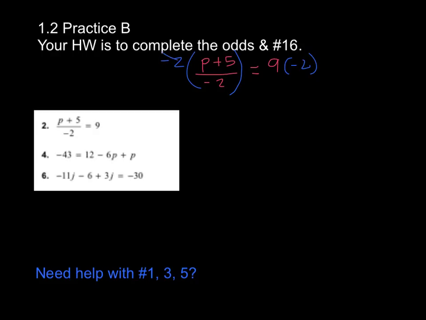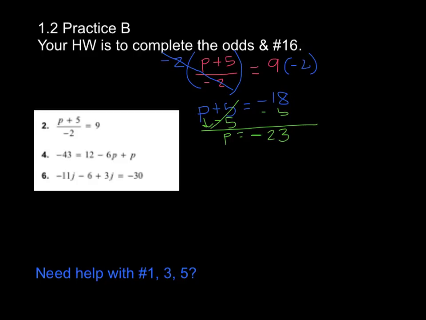So negative 2 over negative 2 divides out to make 1, leaving p + 5 on the left, and then 9 times negative 2 is negative 18. Then the opposite of adding 5 would be to subtract 5, so I'm going to do that from both sides. The positive and negative 5 cancel. I bring down p, and then negative 18 and negative 5 is what I'm doing here, so same sign. So I keep the sign, and then 18 and 5 make 23.